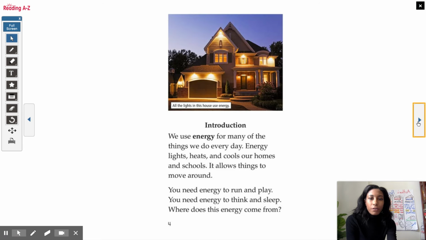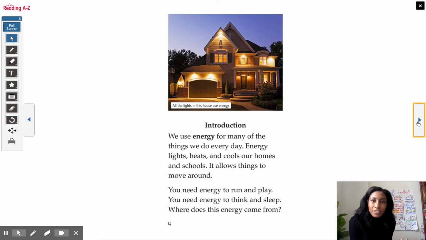Introduction. We use energy for many of the things that we do each day. Energy lights, heats, and cools our homes and schools. It allows things to move around. You need energy to run and play. You need energy to think and sleep. Where does this energy come from?